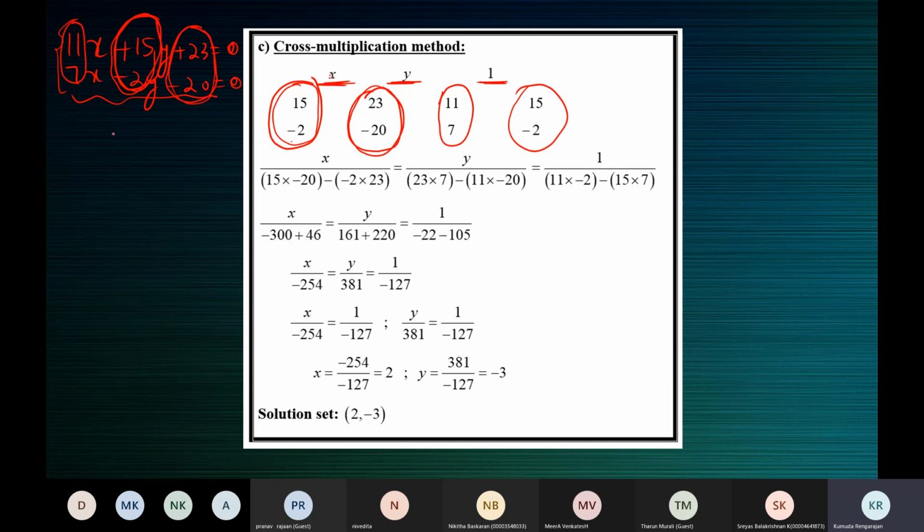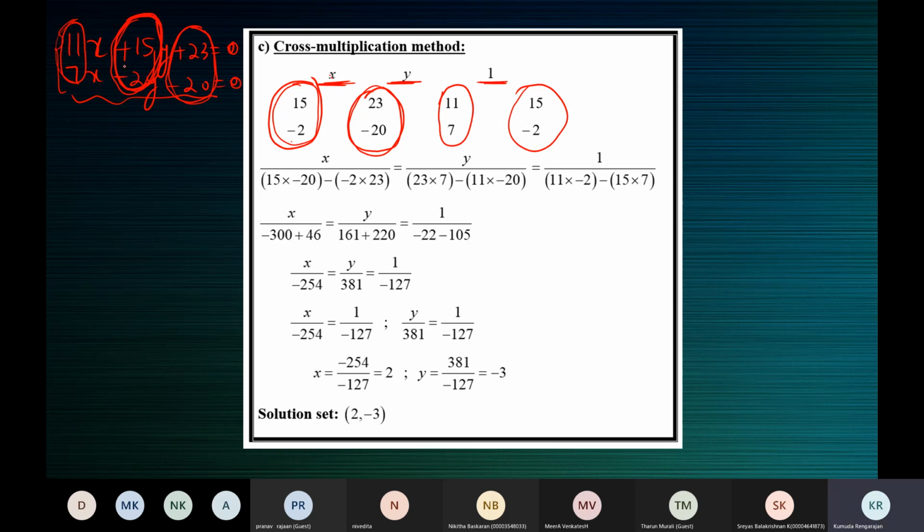That is, you start with B1, B2. So it's like this, children. You start with B1, B2. That is the coefficients of y. Then you write the constants. Then you write the coefficients of x. And again, you complete with the coefficients of y.